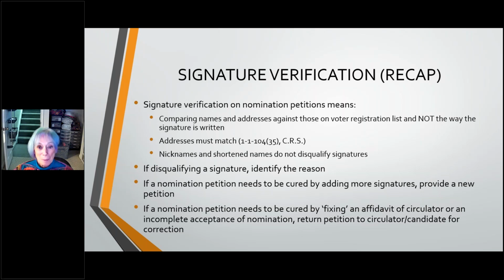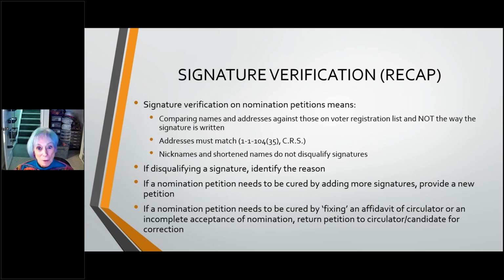So what that means on nomination petitions is that you are comparing the names and the addresses against the names and the addresses on the voter registration list. And for this purpose, you are not looking at the way the signature is written. In fact, doing so to qualify or disqualify a signature is not permitted in this process.